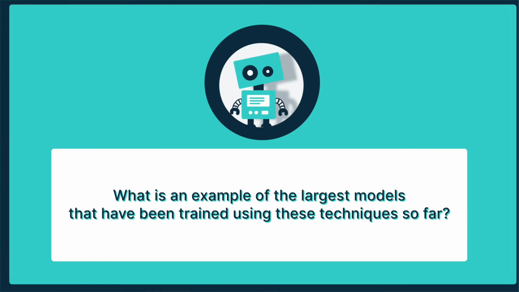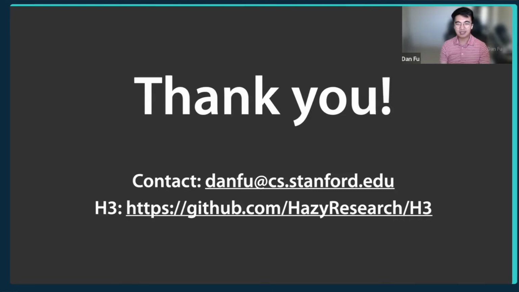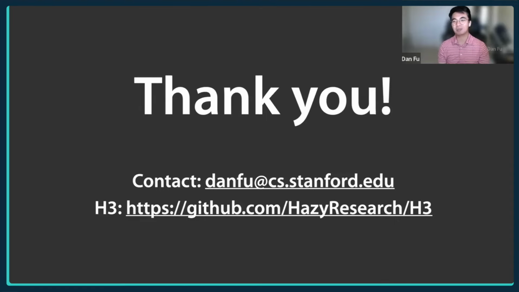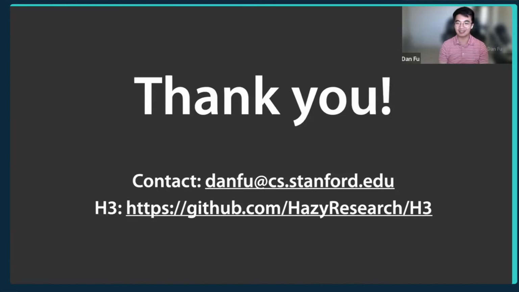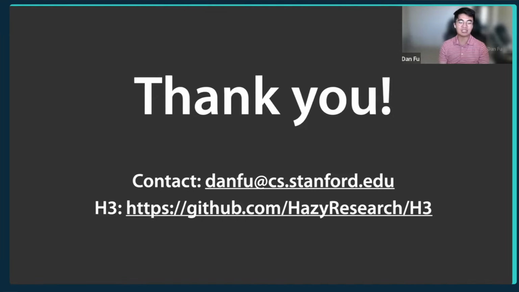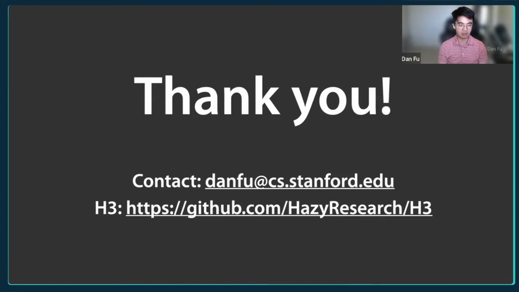What is an example of the largest models that have been trained using these techniques? I think the biggest public one is called Jamba. It's from AI2. I think they basically combine all the techniques together. So they use some Mamba, they use some attention, they use some mixture of experts, put them all together, trained a really big model, and it performs well. That was basically the conclusion. There may be private models trained in the big labs that we don't know about. But I think that's the biggest public one that I'm aware of. And it's many Bs, many billions, I believe, is the size of it.